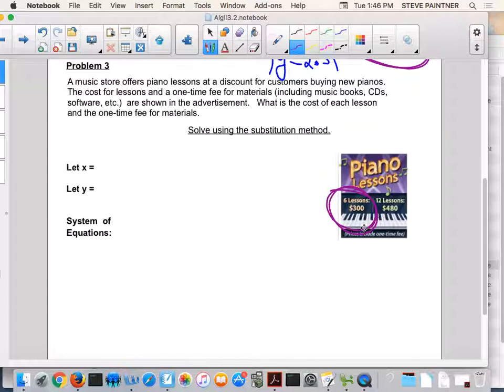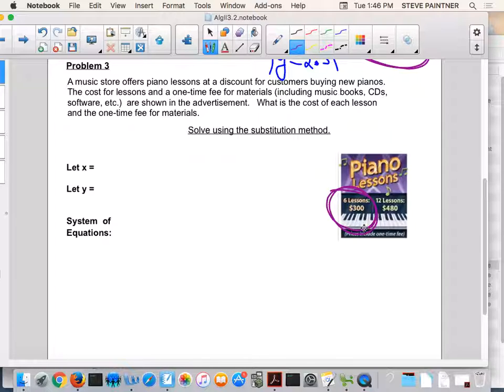Okay, listen. One-time fee for materials. The cost for lessons and a one-time fee is over there. That $300 is not for 6 lessons. It's 6 lessons and a one-time fee. There's a one-time fee included in the $300. Okay. So is this 12 lessons plus what? The one-time fee is in there too. So there's 2 things hidden in this number, 300 and 480. Lessons and one-time fee.